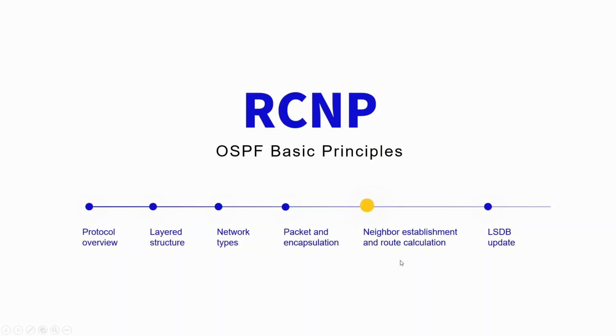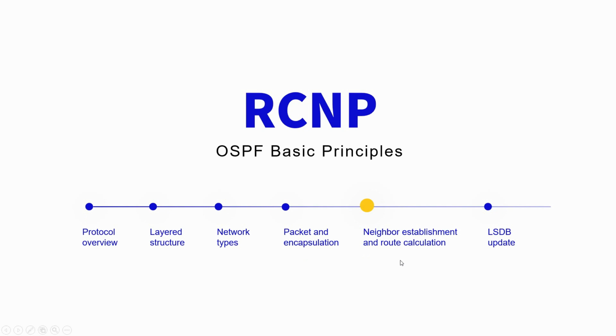This part, let's focus on the neighbor establishment and route calculation. For the neighbor establishment, we will relate it to the 7 neighbor states and the 5 packets. The packets we have introduced before include the hello, DBD, LSR, LSU, and LSAck. The 7 neighbor states include down, init, two-way, exstart, exchange, loading, and full. The full state is the final stage for the OSPF neighbor relationship.